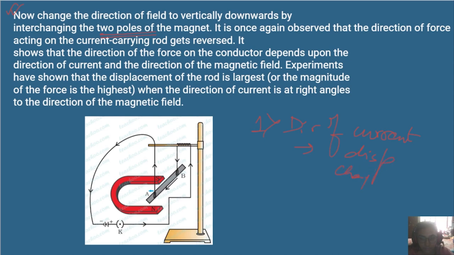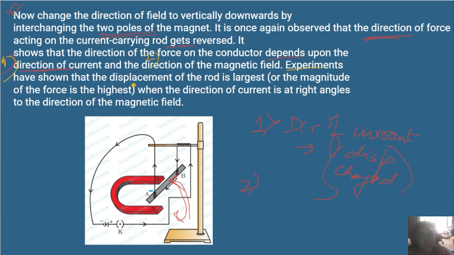Then in the second case, they reverse the pole of the magnet. So now the south pole came here and the north pole went there. So again they saw that the displacement occurred in another direction. Why? Because the direction of force has changed. It shows the direction of the force on the conductor depends upon the direction of current, number one, as well as the direction of the magnetic field. So number one is the direction of the current and number two is the direction of the magnetic field.